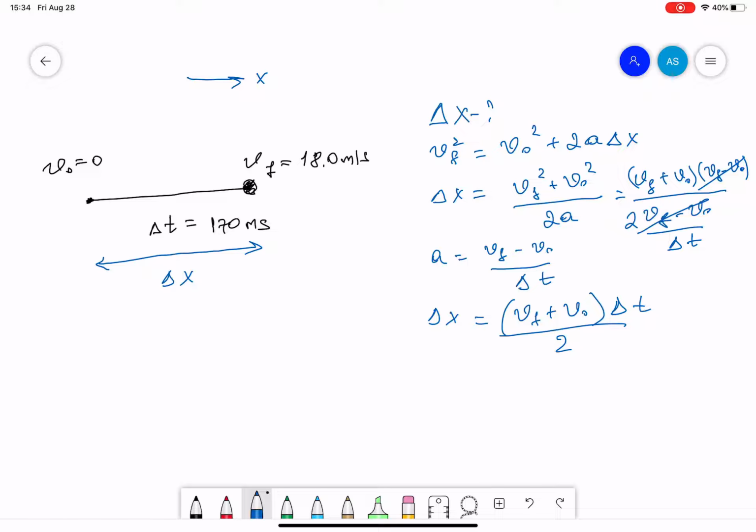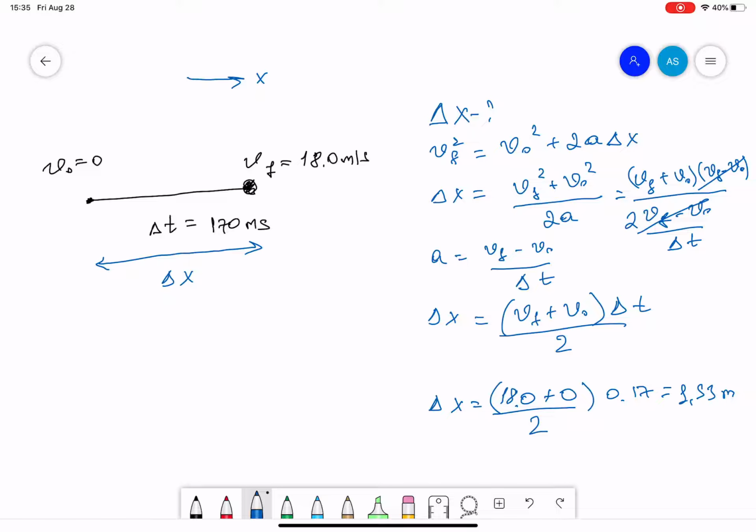So let's plug in the numbers. Delta x is equal to v final, 18, plus v initial, 0, divided by 2, and multiplied by 0.17. Let's do the calculation: 18 multiplied by 0.17 divided by 2. So we will get 1.53 meters. Our delta x is equal to 1.53 meters.